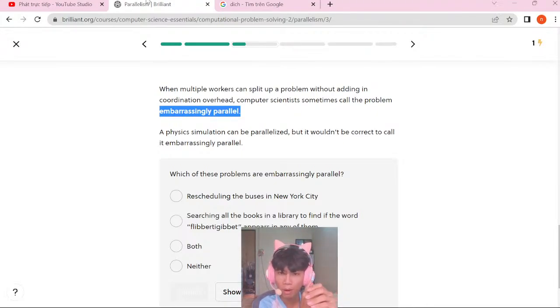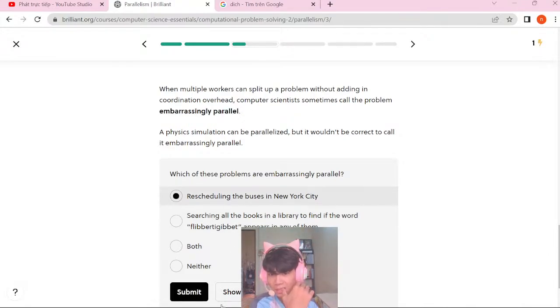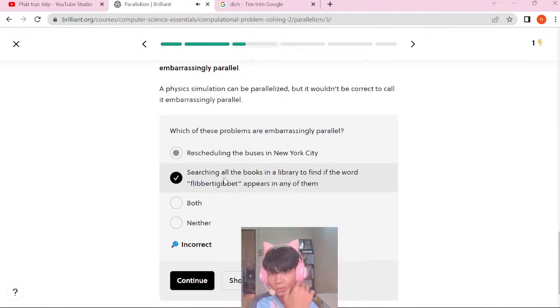Which of these problems are embarrassingly parallel? Reducing the persist in the new job, researching all the books in the library to find if the word. What the fuck is this? Researching all books in library to find.